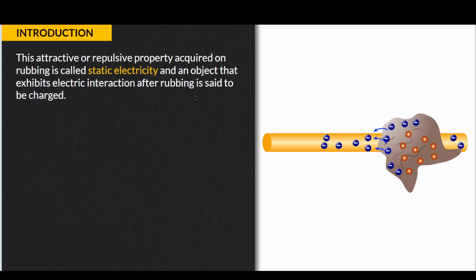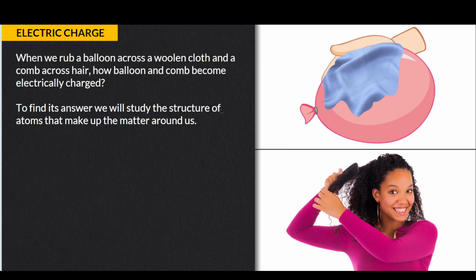Whenever an object is rubbed over something, it exhibits electric interaction and is said to be charged. So when we rub a balloon on a woolen cloth and a comb across our hair, the balloon and comb become electrically charged. Now the question is, where is this charge coming from? To answer this, we need to study the structure of the atom that makes up the whole universe around us.